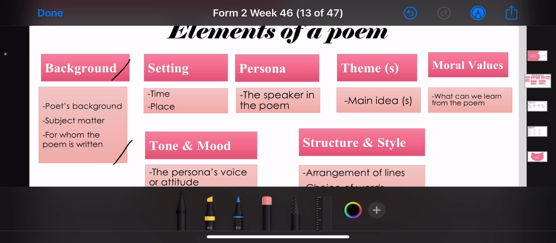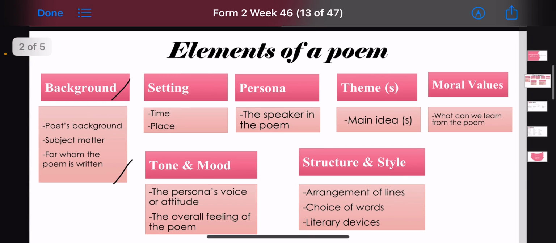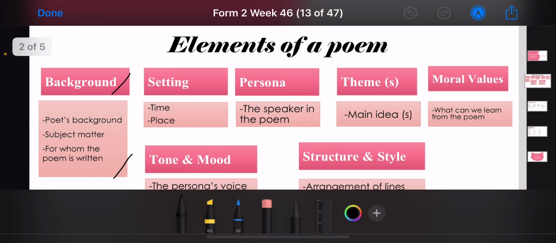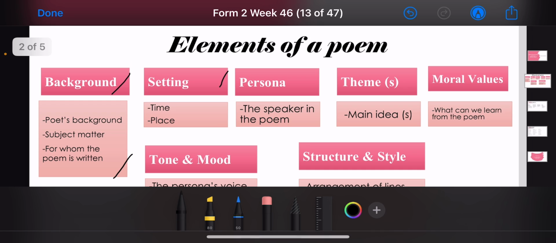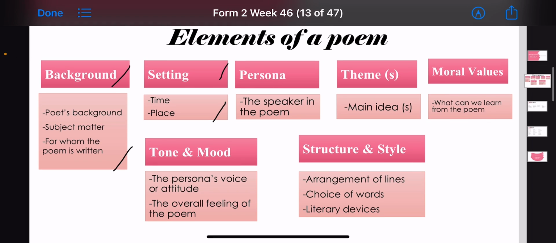Number two, we have the setting. Setting ialah setting tempat, setting masa yang macam kamu belajar bahasa Melayu punya tu. Okay, so setting, the time setting and place. Where does it take place? Kat mana tempat kejadian ni berlaku? Dekat mana poem ni berlaku? For example, you might read a poem that sets in Africa. Kamu mungkin baca sebuah poem yang berlatar belakangkan tempatnya di Afrika, bukan di Malaysia.